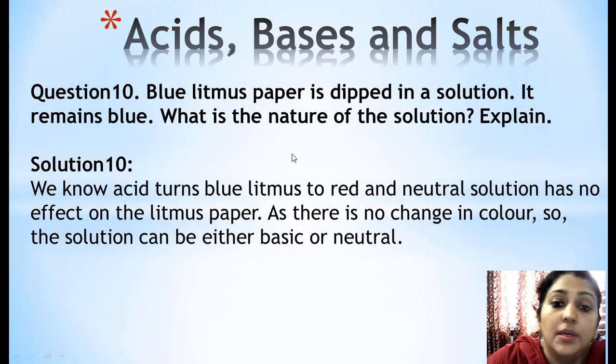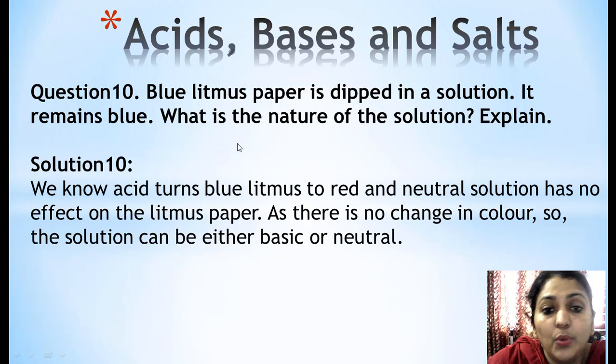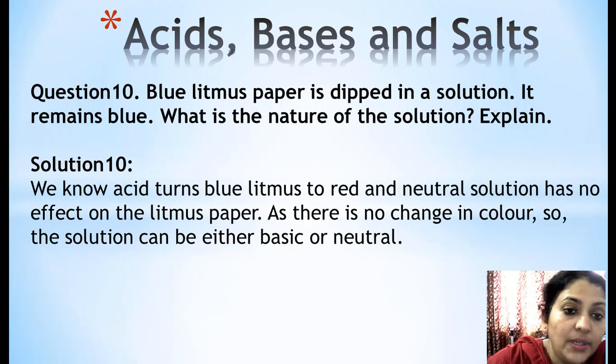Alright. Blue litmus paper is dipped in a solution. It remains blue. What is the nature of the solution? Explain. Okay. So when we dip a blue litmus paper in a solution, if it does not change the color, it can either be a base or a neutral substance, isn't it? So it can be either basic or neutral in nature. Clear? Shall we move to the next one?